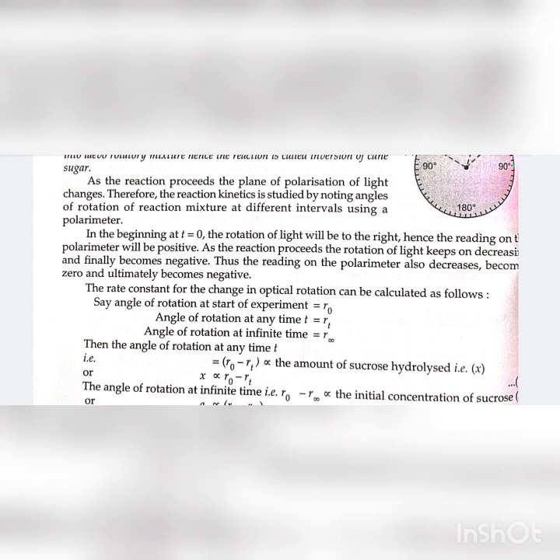In the beginning, at t equals 0, the rotation of light will be to the right. Hence, the reading on the polarimeter will be positive. As the reaction proceeds, the rotation of light keeps on decreasing and finally becomes negative. Thus, the reading on the polarimeter also decreases, becomes 0 and ultimately becomes negative. The rate constant for the change in optical rotation can be calculated as follows. Say the angle of rotation at the start of the experiment is R0, the angle of rotation at any time is Rt, and the angle of rotation at infinite time is R infinity.